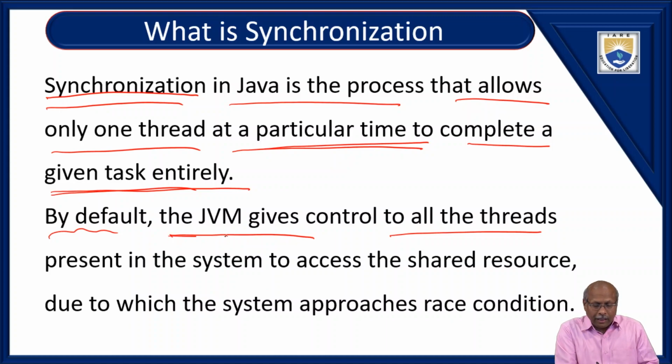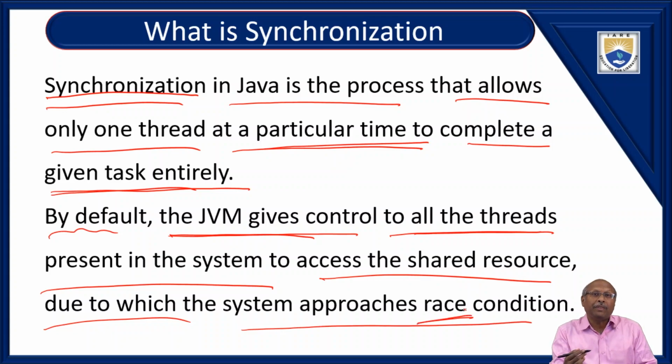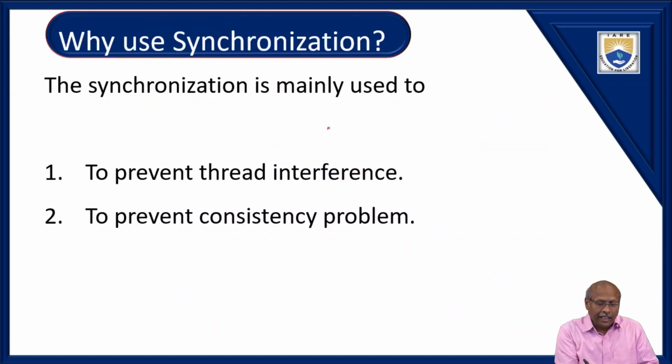By default, the JVM gives control to all threads present in the given system to access the shared resource. Due to this, the system approaches a race condition, because all are trying to access the same thing, so there might be a haphazard order. To overcome this haphazard order or race condition, you have to go for synchronization. Synchronization is mainly used to prevent thread interference as well as to prevent consistency problems.